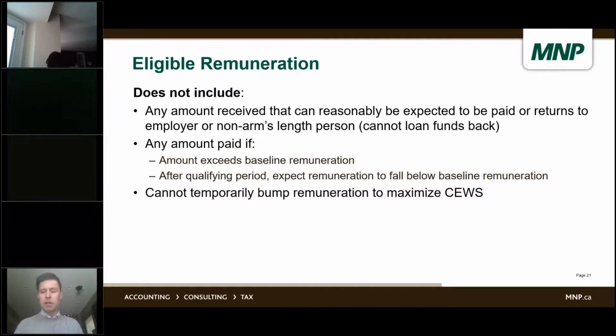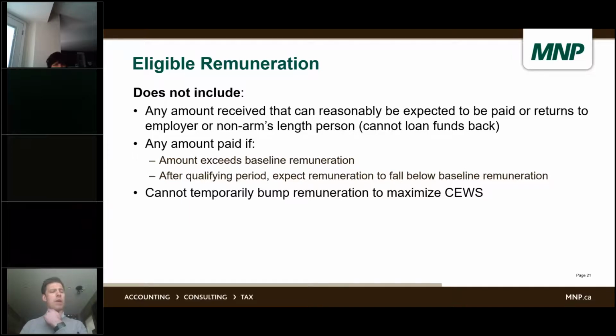Yes, you cannot temporarily bump the pay you're giving to staff to maximize payments under this program. I would like to point out the non-arm's length thing one more time. There is a special rule for non-arm's length people. We were wondering about this on our last call, and they gave us clarity, and here's the clarity. There is a special rule for non-arm's length payments to owners and things of that nature.